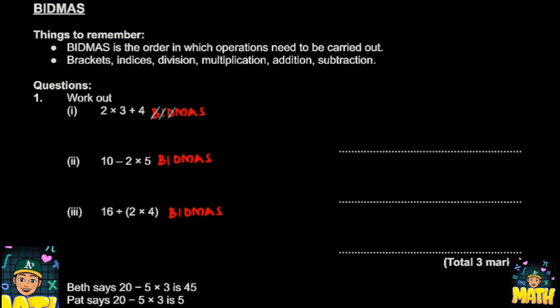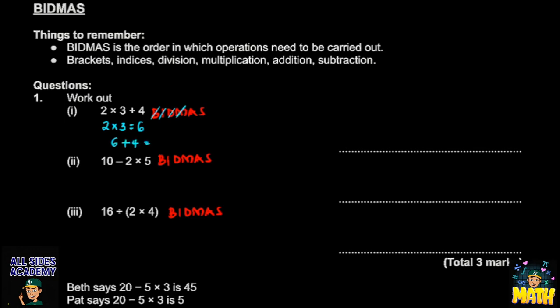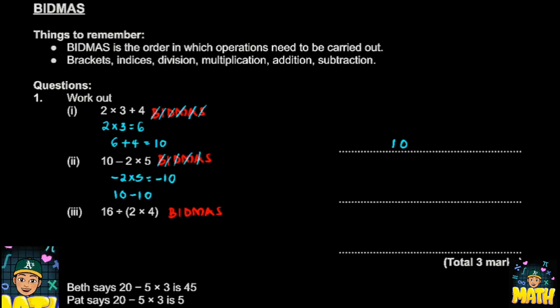All right, BIDMAS, brackets. So we start with division first, multiplication, addition, and subtraction. So the order gives us 10 right there. So for this one, we have multiplication. So we cancel out what we don't have. We start with multiplication. So this is -2 times 5, which gives us -10. Then we write 10 minus 10, which gives us 0 when we subtract.